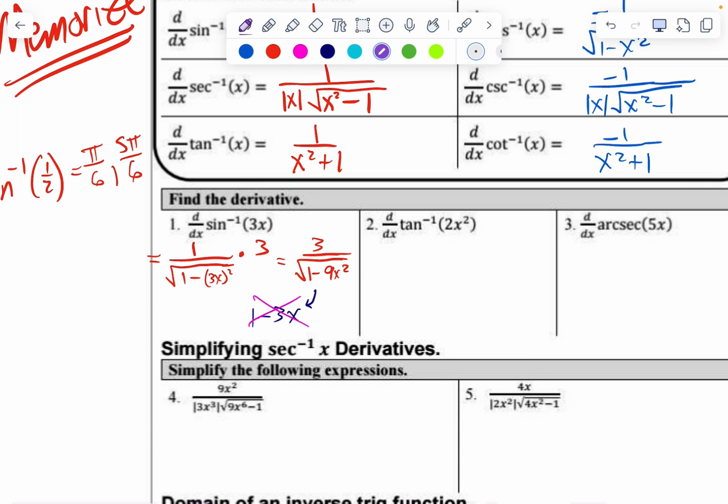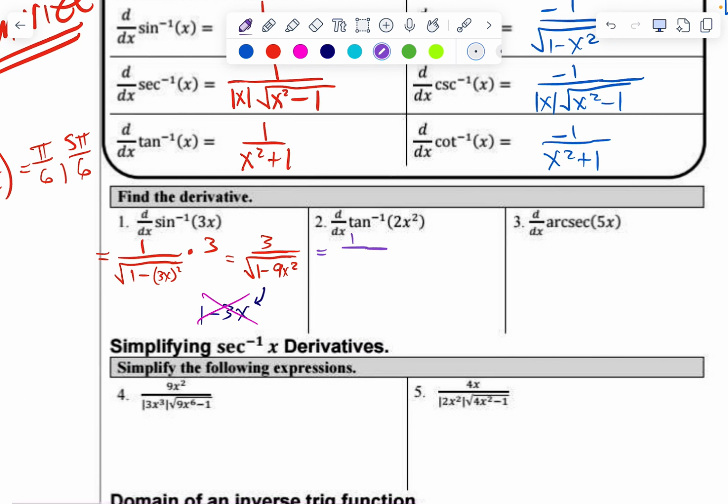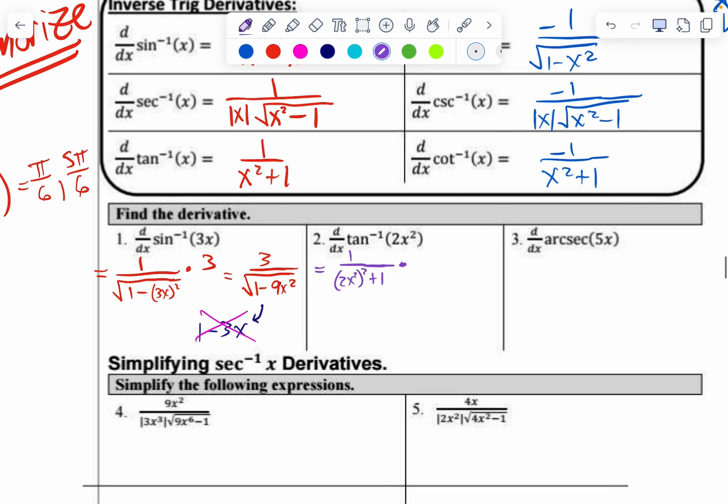Do we see chain rule again? Do we see chain rule? Okay. So what's the derivative of inverse tangent? What's the derivative of inverse tangent? Put it in parentheses, (2x squared) squared plus 1, times 4x, the derivative of the inside. Okay, kind of clean up. What does (2x squared) squared become? 2x cubed. 4x to the fourth.